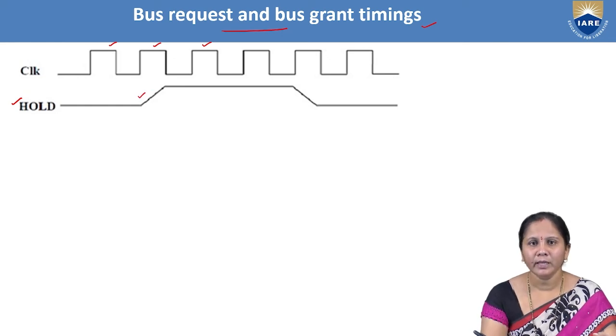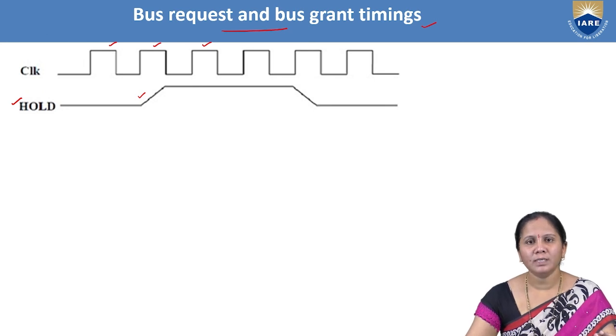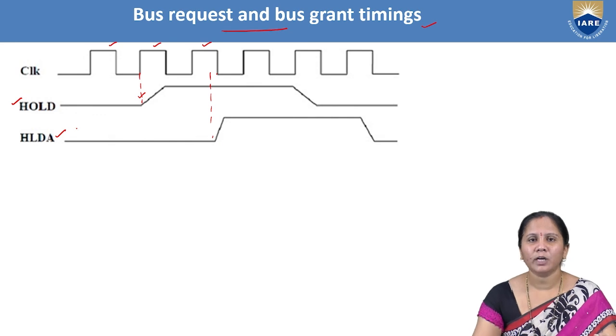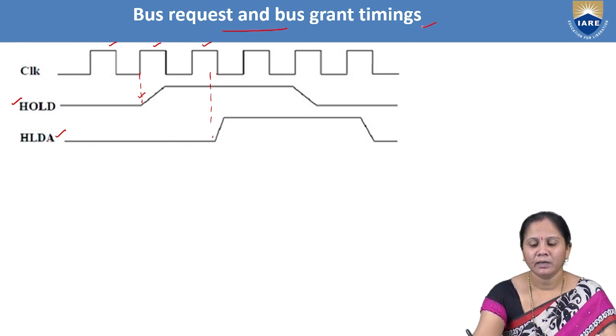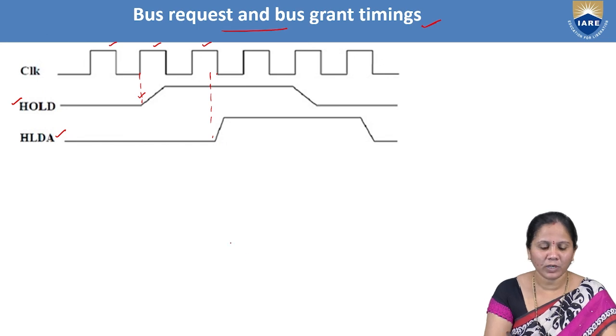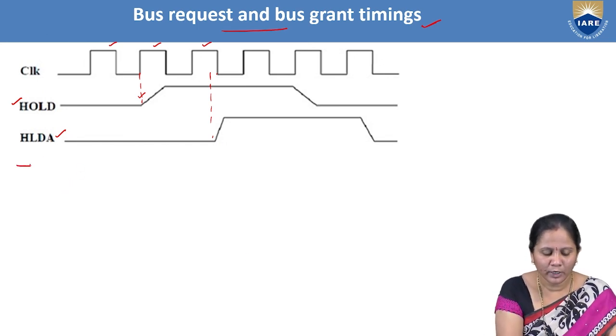If the processor observes that the hold signal is enabled in this clock cycle, then in the next clock cycle it is going to send the hold acknowledgement signal. After sending the hold acknowledgement signal, once the complete instruction is executed in the next bus cycle, the system bus will be handed over to the requesting master. So this is the bus request and bus grant timing diagram. Especially the hold and hold acknowledgement pins do this.